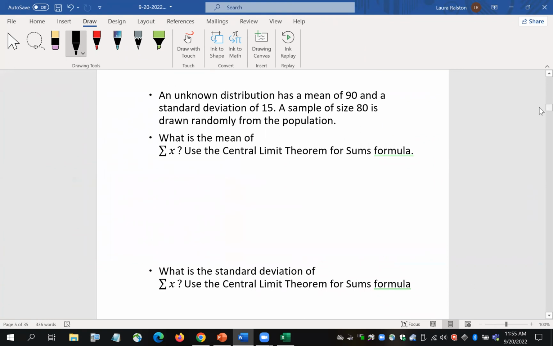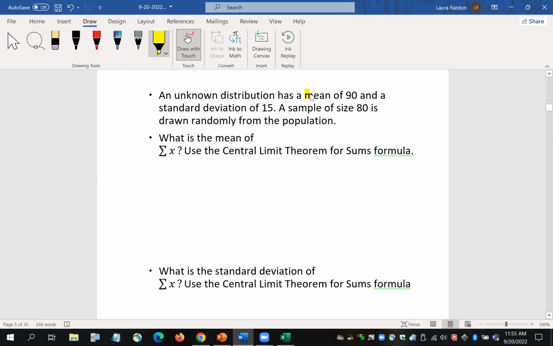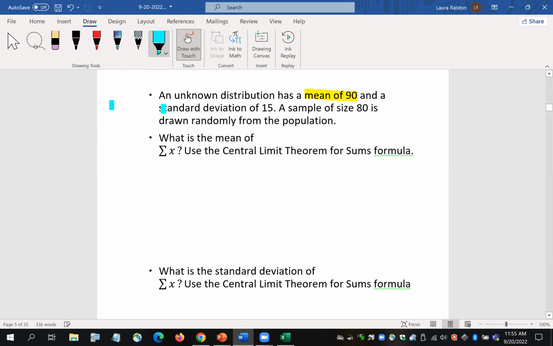It says an unknown distribution has a mean of 90 and a standard deviation of 15. A sample of size 80 is drawn randomly from the population. So again, look at what you're given as opposed to what you know from the past. You're still given the mean. You're still given the standard deviation.